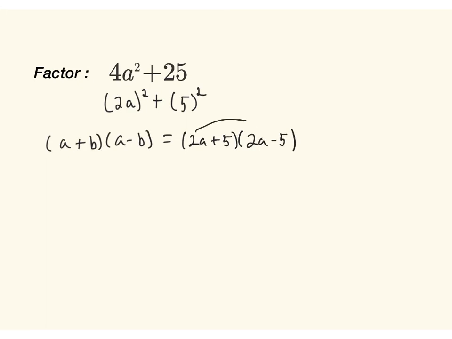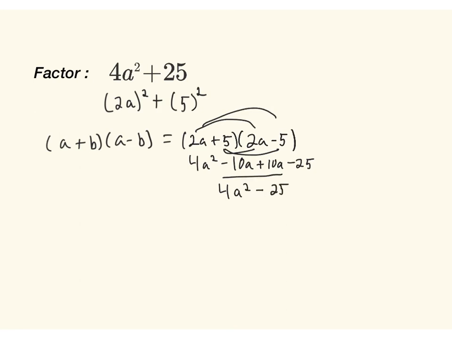So if we FOIL this, we have 2a times 2a is 4a squared. 2a times negative 5 is negative 10a. 5 times 2a is positive 10a. And then positive 5 times negative 5 is minus 25. The middle terms cancel, which leaves us with 4a squared minus 25, which is not the same as plus 25. So this pattern does not work on this problem.